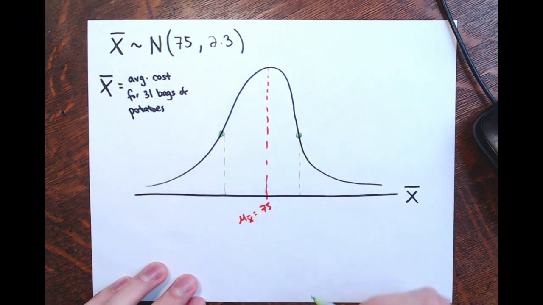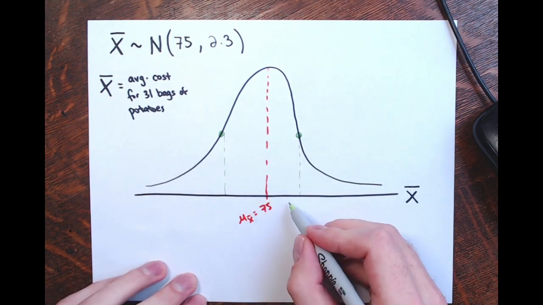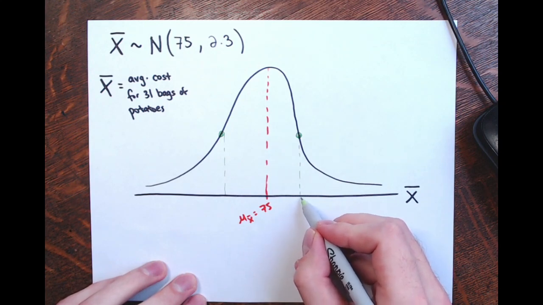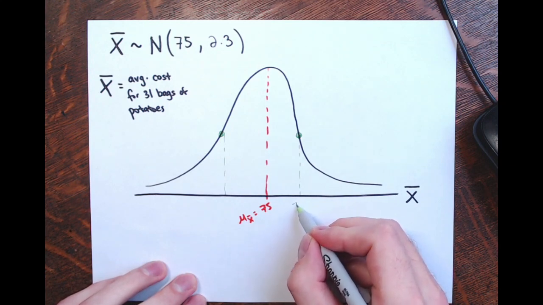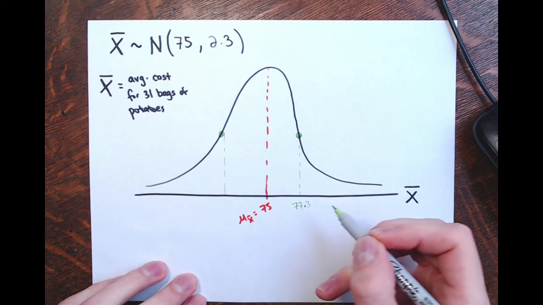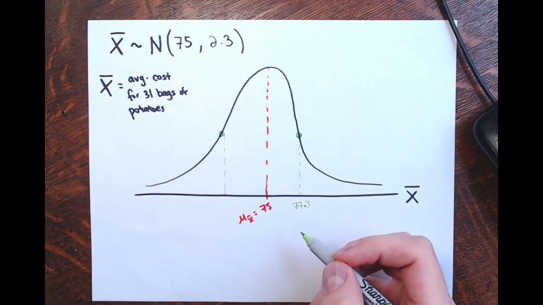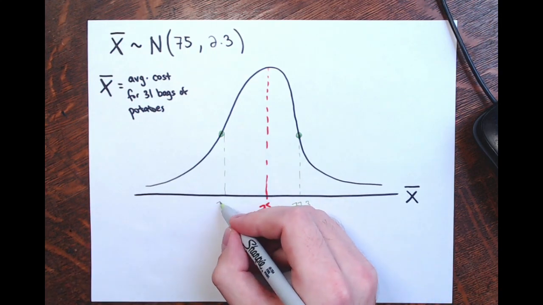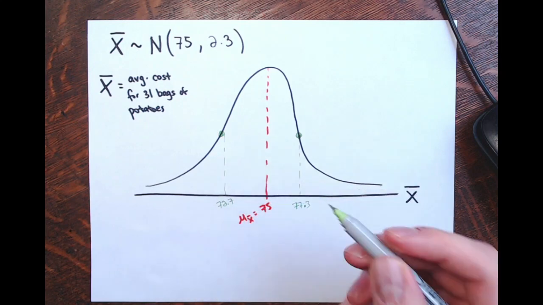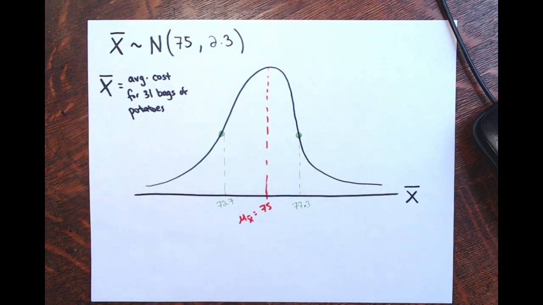And this is a crappy hand drawing. These should be the same distance apart. So this would be like, you know, this is one standard deviation above, so 77.3. This is one standard deviation below, so 72.7. Right. And then I could keep marking off different stuff.